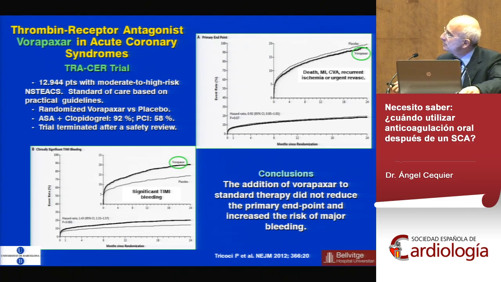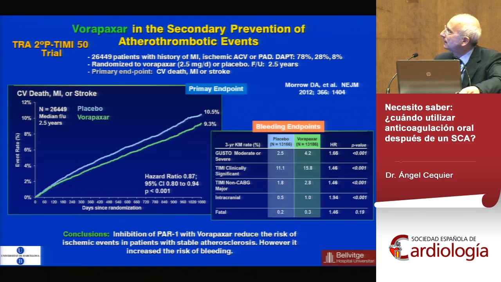Desafortunadamente, nuestro centro participó muy activamente en estos dos estudios. Hay un estudio con el vorapaxar que creo que puede tener datos interesantes, en los cuales se ha evaluado este fármaco en una población de un riesgo significativamente inferior. Es el estudio TRA 2P-TIMI 50, en el que más de 26.000 pacientes con historia previa de infarto de miocardio, accidente cerebrovascular o enfermedad vascular periférica, los pacientes coronarios mayoritariamente tratados con doble tratamiento antiplaquetario, fueron randomizados a vorapaxar o placebo.